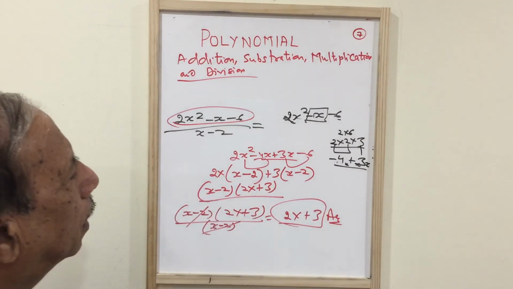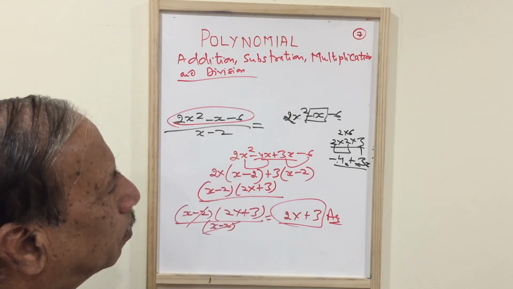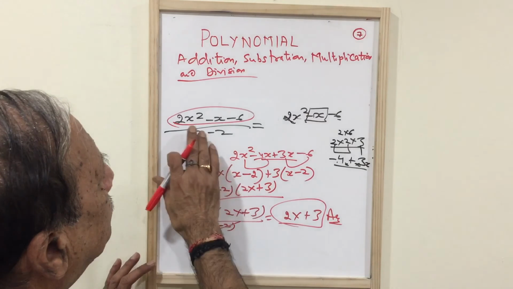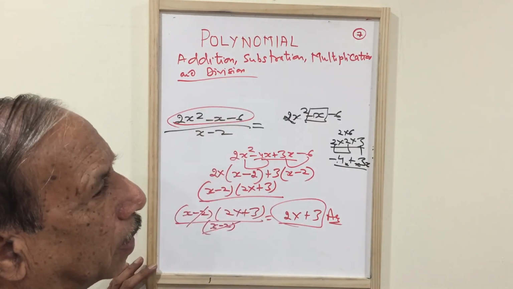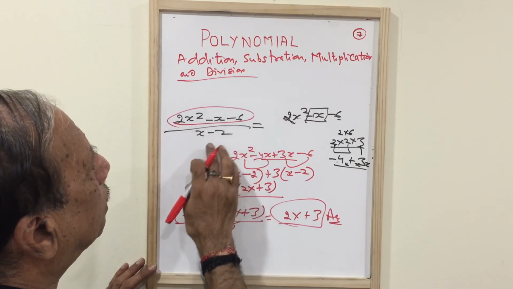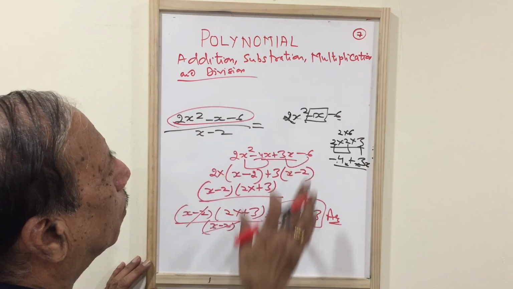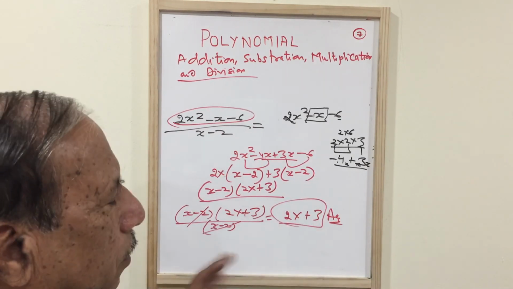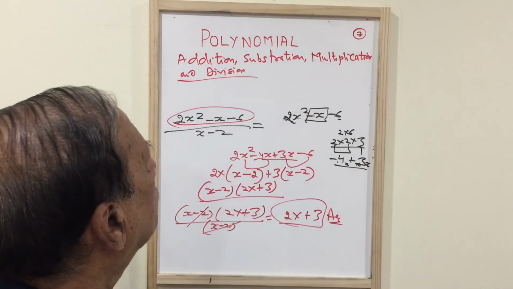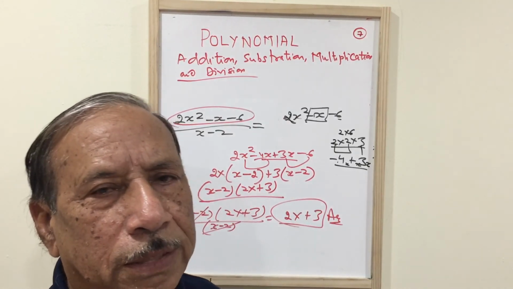We can divide by the factorization method also, provided it is completely divisible. If the numerator is not completely divisible by the denominator, then this will not work. So this is how you can do the addition, subtraction, multiplication and division of the polynomials.